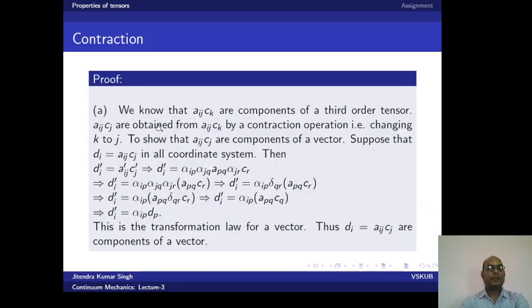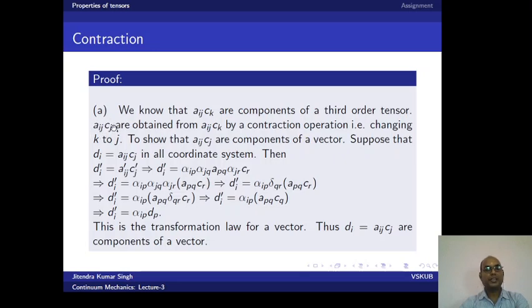So in the previous results we have seen that Aij Ck are components of a third order tensor. Now Aij Cj, we have to show that this is the component of a vector.